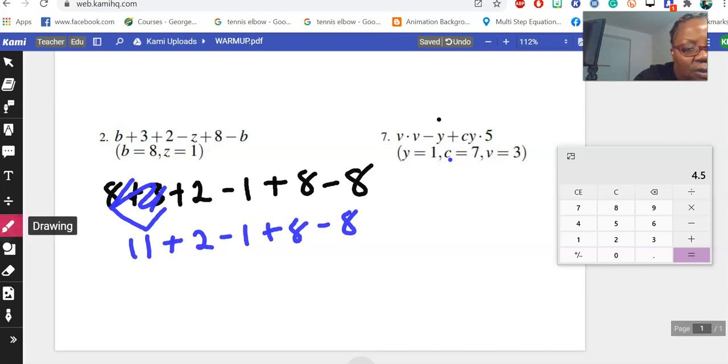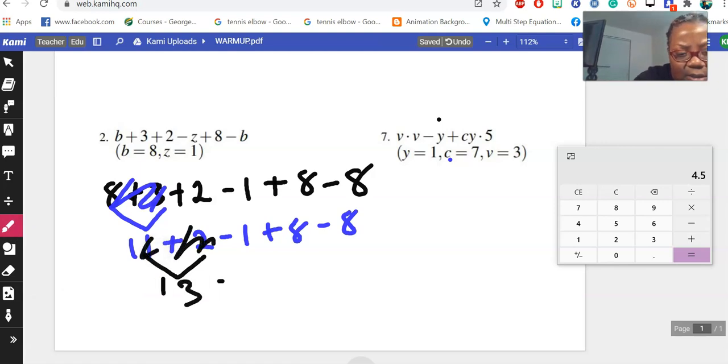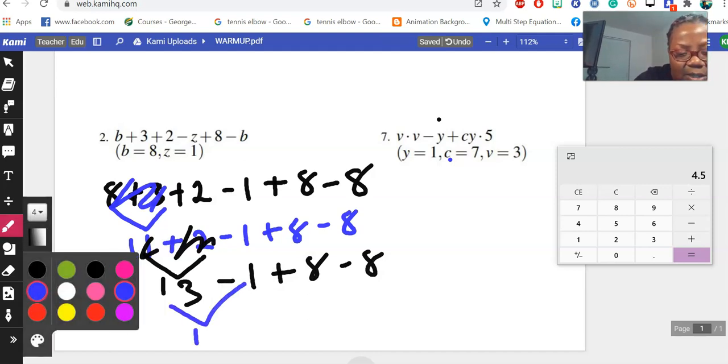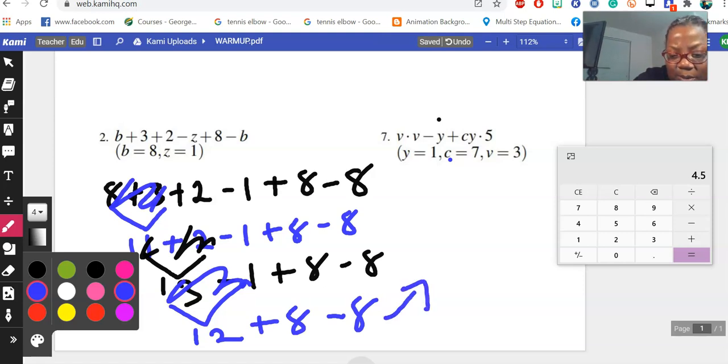11 plus 2 gives me 13 minus 1 plus 8 minus 8. Next would be 13 minus 1, which is 12, plus 8 minus 8. Okay? I'm just going to go this way.